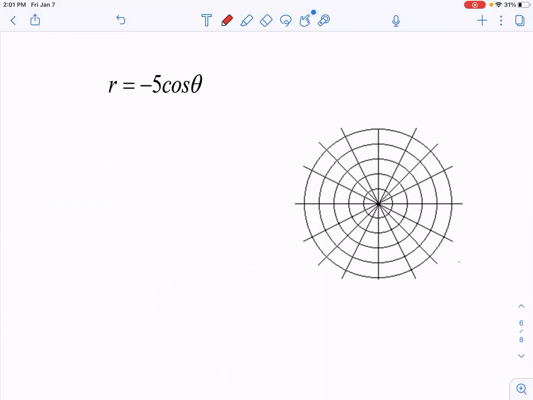Aiden, what kind of curve is this? You have three choices. Is it a circle, limaçon? It's just a circle. And Evie, where is this circle? To the left, to the left. You know that one, right?